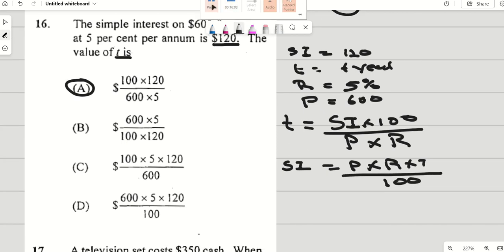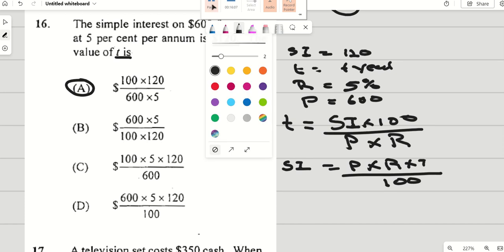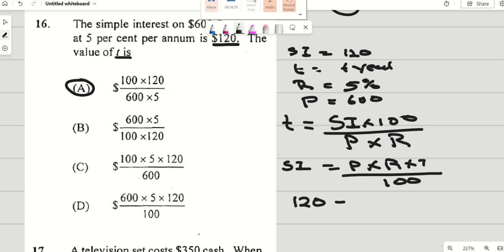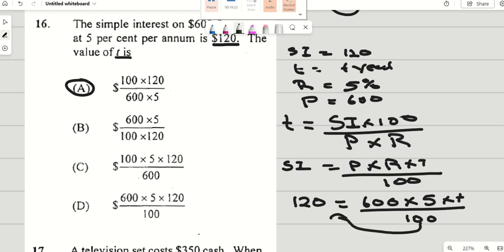So we know that simple interest is 120, which is equal to principal, which is 600, multiplied by rate, which is 5, multiplied by t, all over 100. And then you make t the subject. You carry across, divide by 100. It is going to turn to multiply by 100, right? So we're looking for the top part to be multiplied by 100. So it would either be A or C. So B is out of the question and D is out of the question.